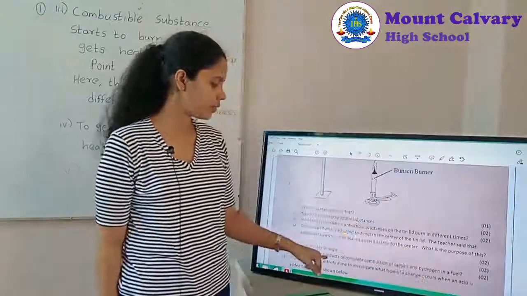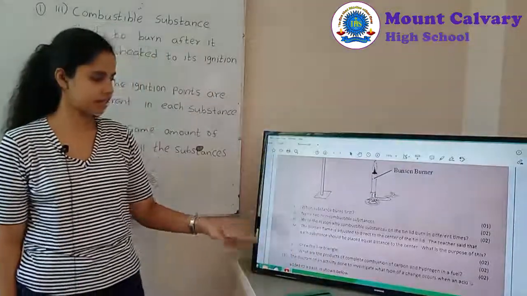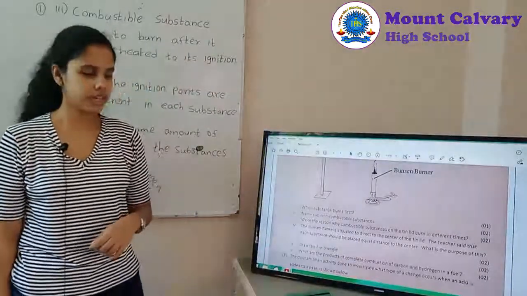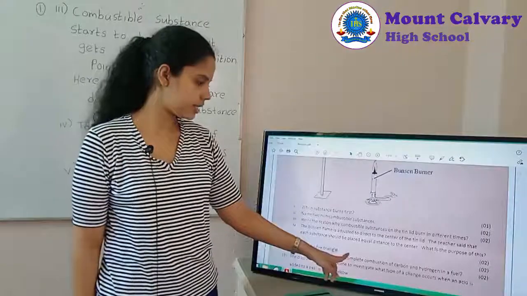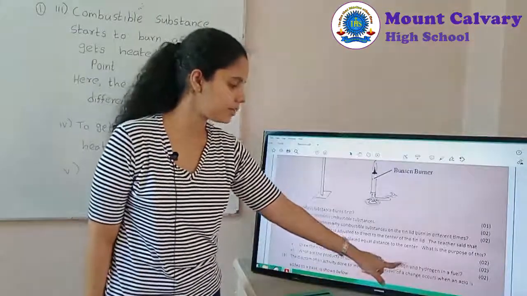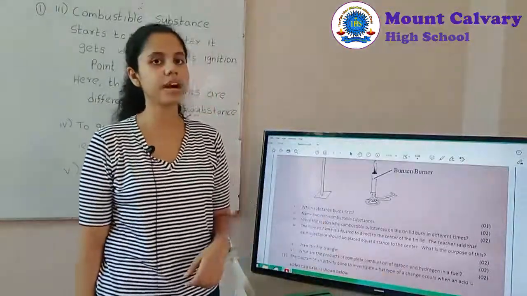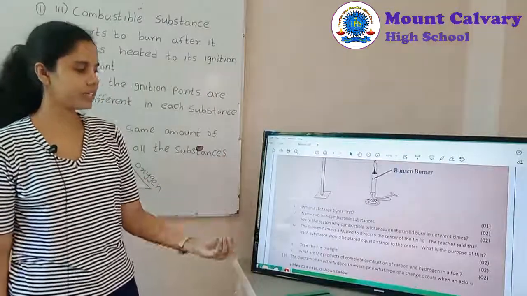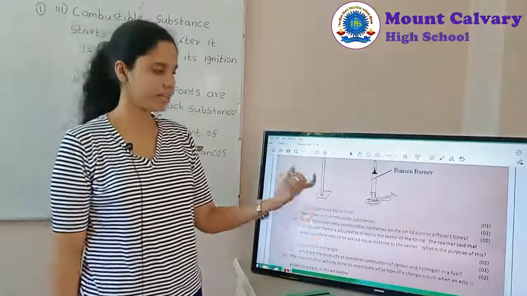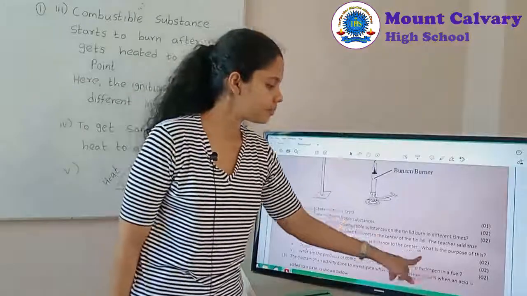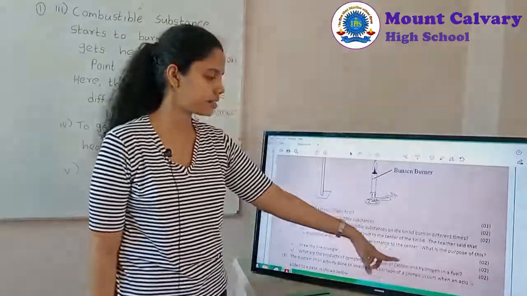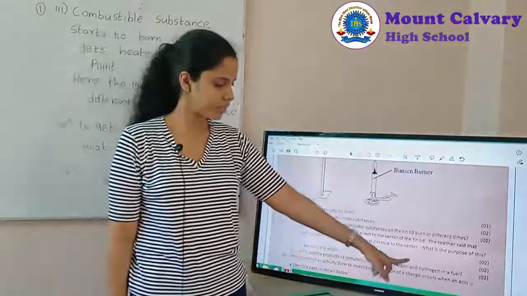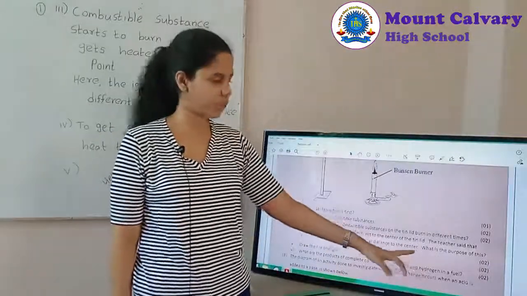Then next question, what are the products of complete combustion of carbon and hydrogen in a fuel? Now you know there are two things: complete combustion and incomplete combustion. If you take complete combustion of carbon, carbon will produce what? Carbon dioxide. When carbon burns completely, it will give you carbon dioxide gas. Then if hydrogen burns completely, it will give you water, or H2O.